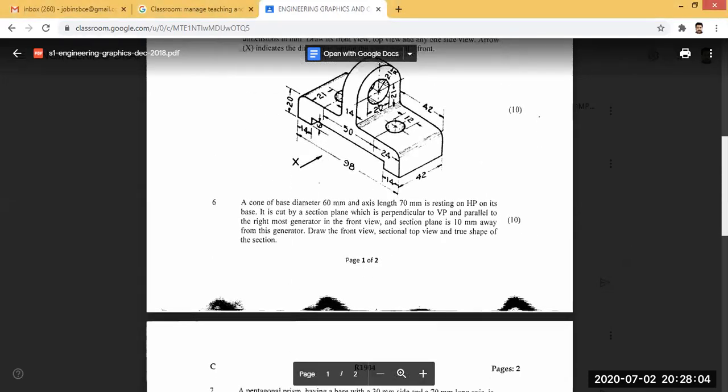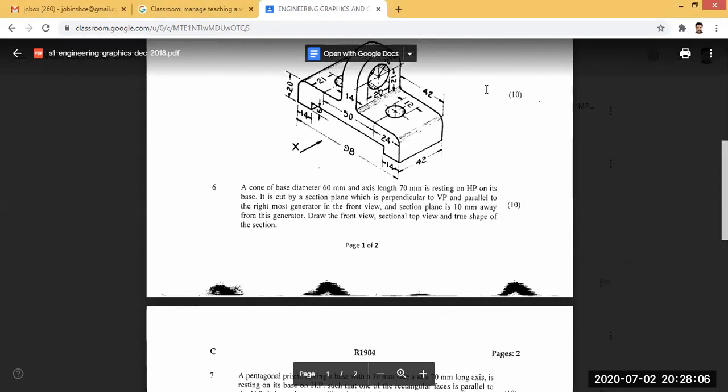Then the next thing is you have to create the cone. So here you can see the object is a cone of base diameter 60 and axis length 70. Then here it is cut by a plane. So I will show you a rough picture. Here this is the cone. I will cut this object into two pieces, and you have to create the final object.